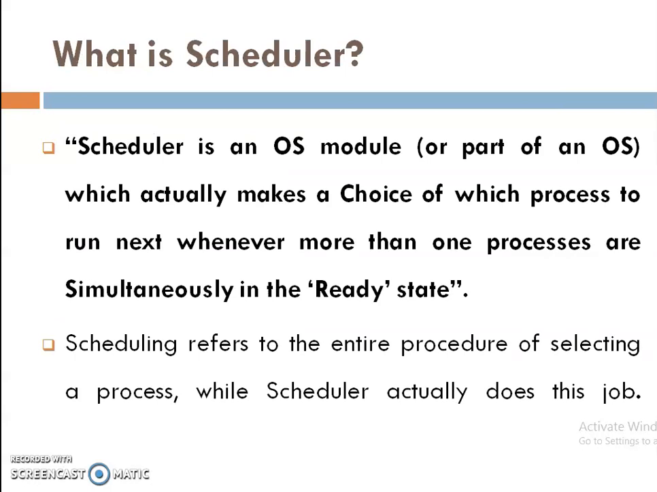What is scheduler? So first give the definition. Scheduler is an OS module or part of operating system which actually makes a choice of which process to run next whenever more than one process are simultaneously in the ready state. Scheduling refers to the entire procedure of selecting a process, while scheduler actually does this job.